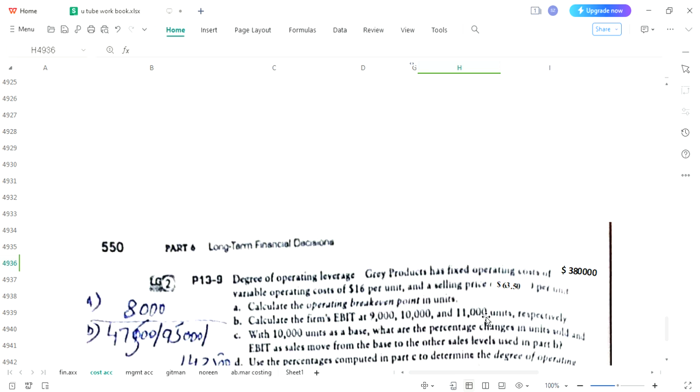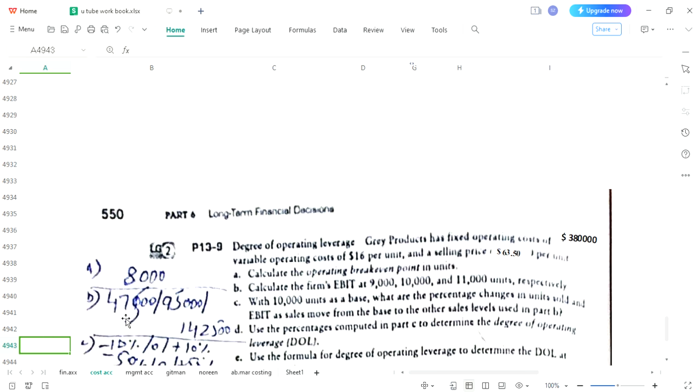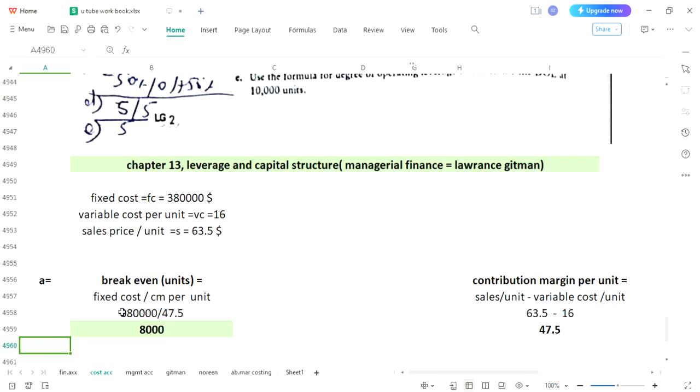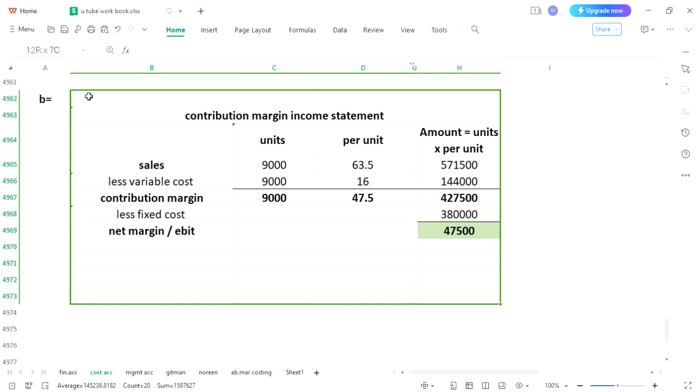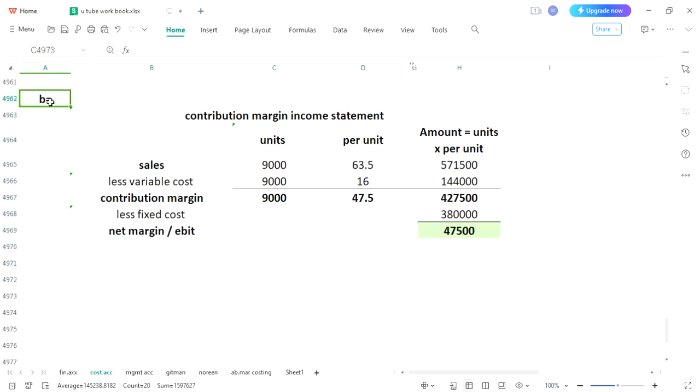Since 3 units are mentioned over here, you have 3 answers as well for B part. First answer is 47,500 and you can see that we have our answer 47,500. Answer is matched, it means it has been completed. This is your B first part. Over here we can mention it. These were for 9,000 units.